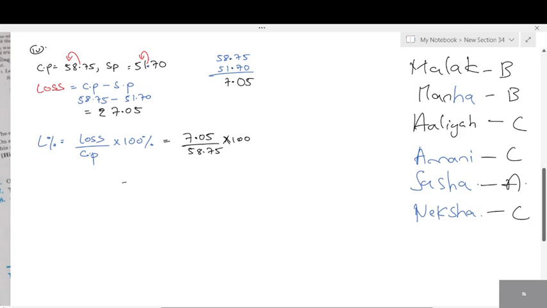Now, how do you solve this? 7.05 is given. If I remove the decimal, I should divide it by 100. Into, in the denominator, we already have.